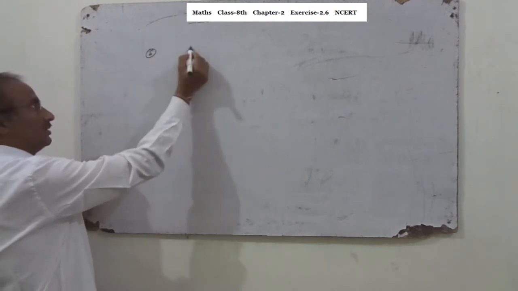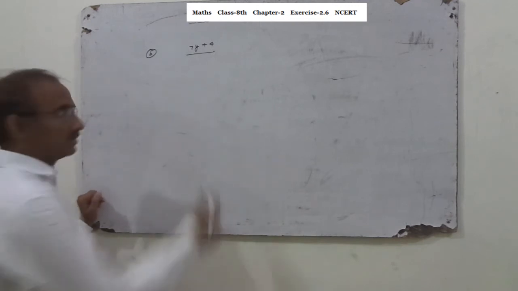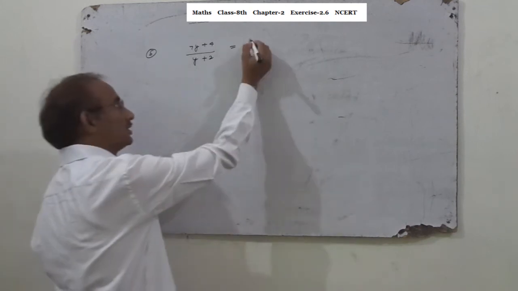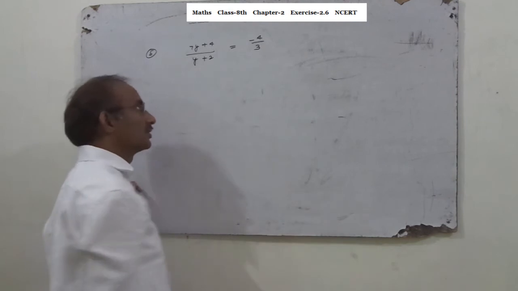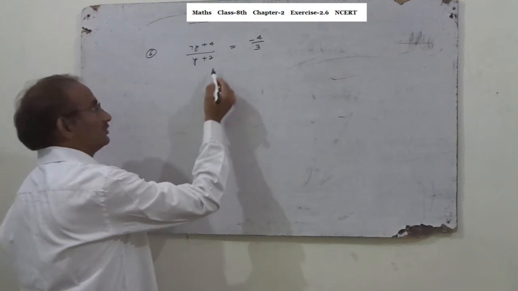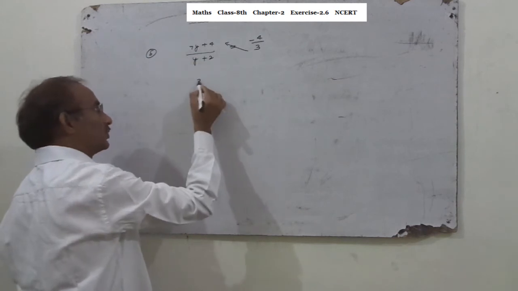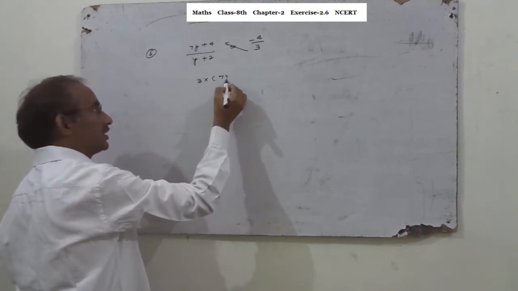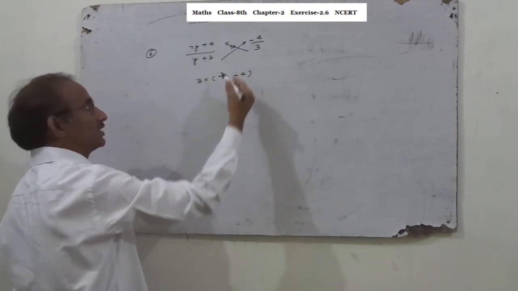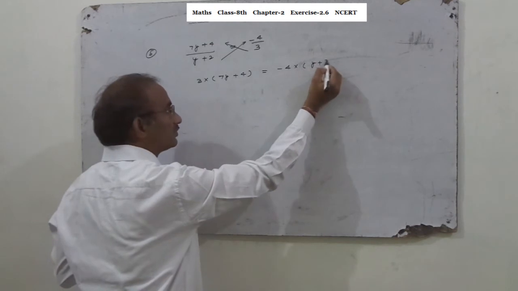Now come to the question number 5. It will be (7y plus 4) upon (y plus 2) equal to minus 4 upon 3. Using the cross multiplication method, we have 3 is multiplied with 7y plus 4. And y plus 2 is multiplied with minus 4. So we write minus 4 into (y plus 2).